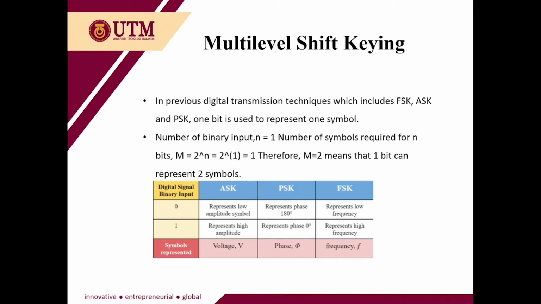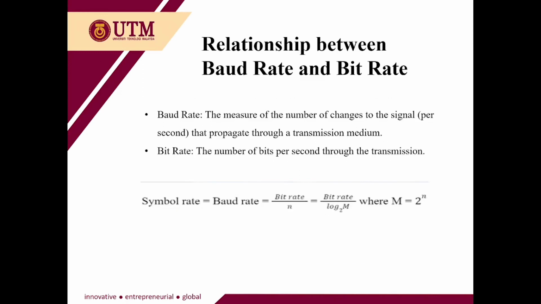To get an easier understanding, the table below shows the digital signal binary input compared to ASK, PSK, and FSK. Next, we'll be seeing the relationship between baud rate and bit rate. Baud rate is the measure of the number of changes to the signal per second that propagate through a transmission medium, while bit rate is the number of bits per second through the transmission. The formula that can be used is symbol rate equal to baud rate equal to bit rate over n, or equal to bit rate over log 2 M, where M equal to 2 to the power of n.